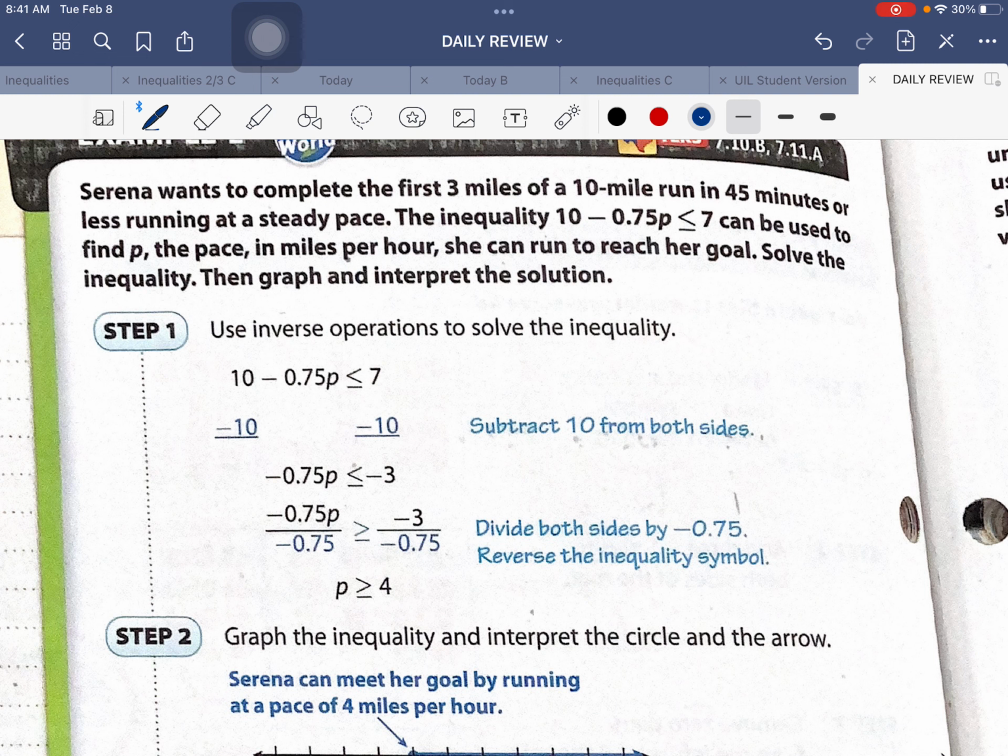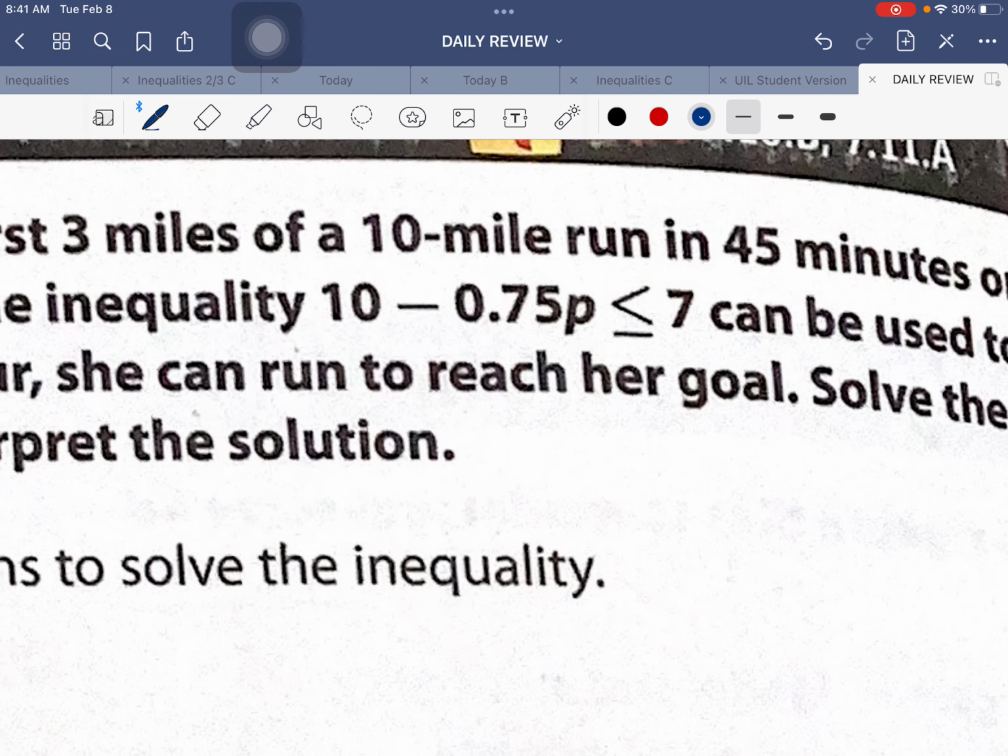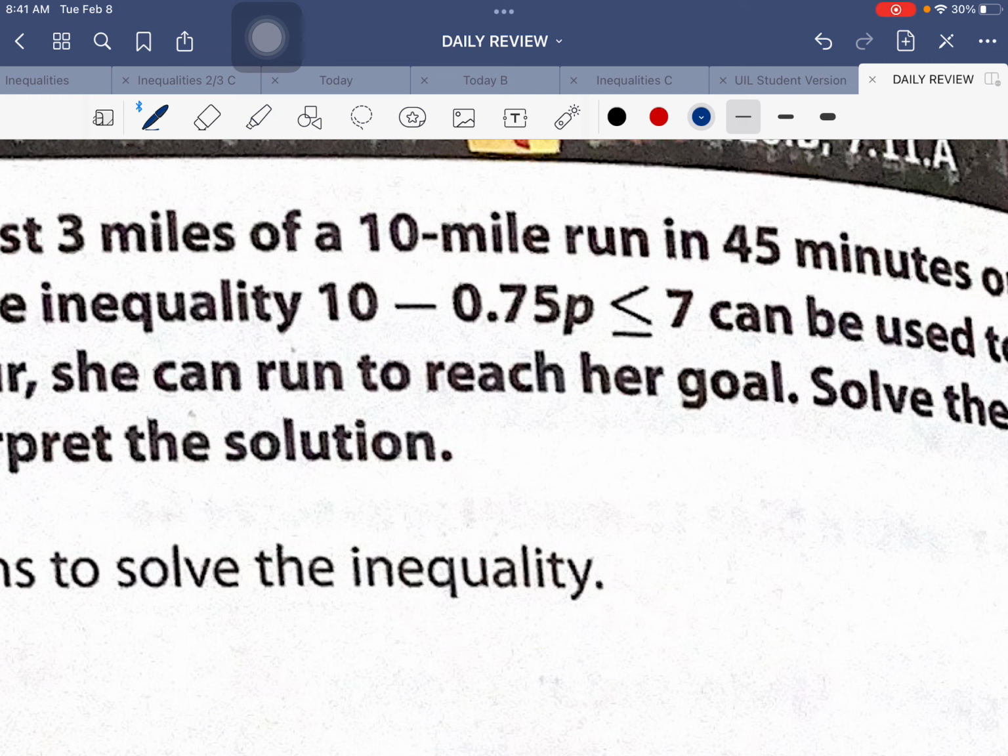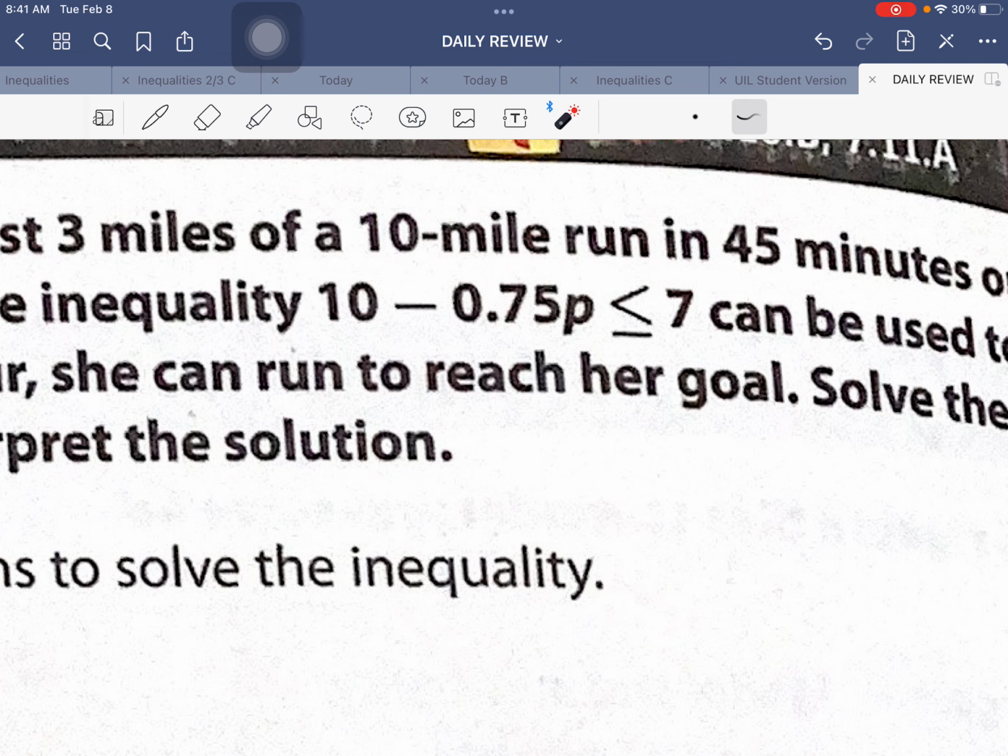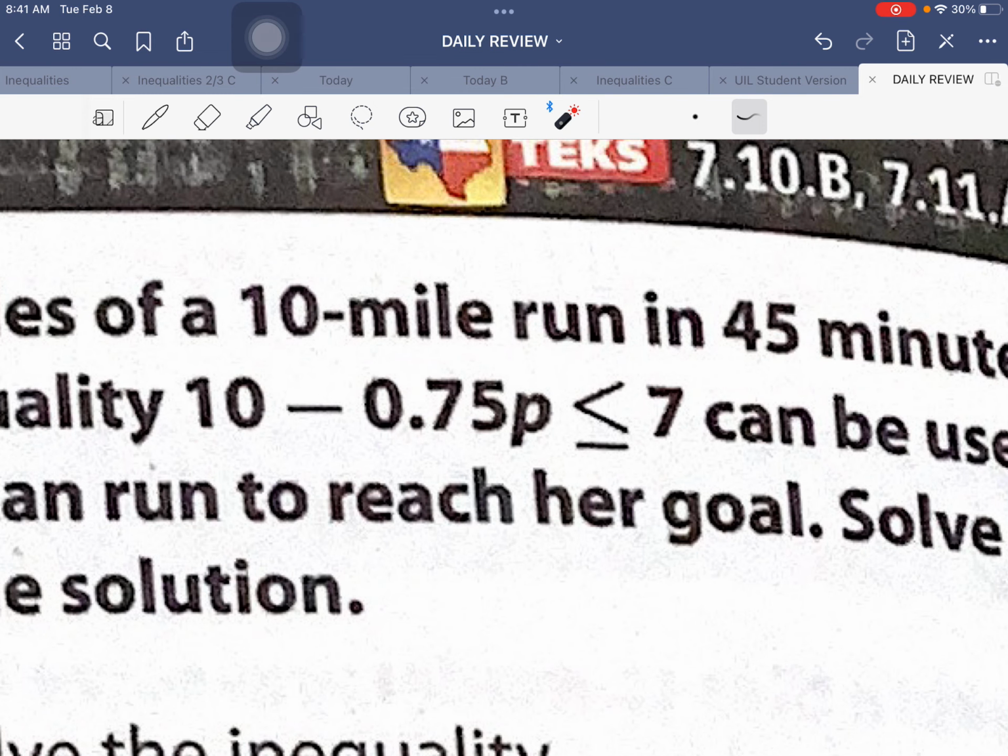Now, Serena wants to complete the first 3 miles of a 10-mile run in 45 minutes or less, running at a steady pace. The inequality 10 minus 0.75p is less than or equal to 7. This is my inequality. They're telling you what your total is. What is your total, guys? Your total is 7. Now, what are you multiplying by? 0.75.